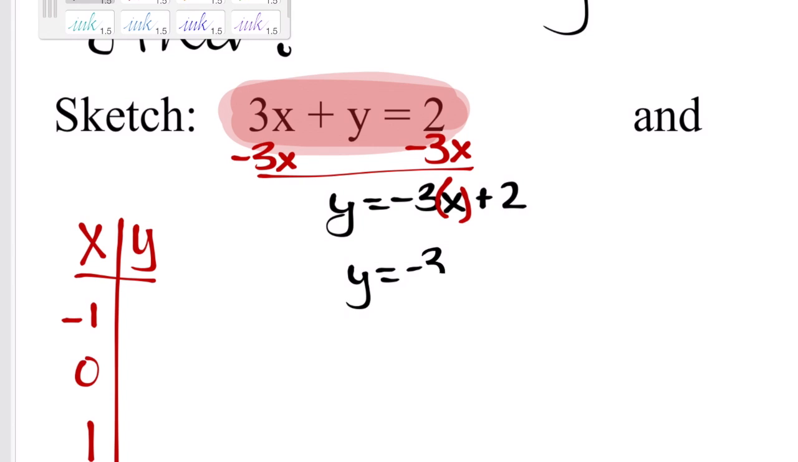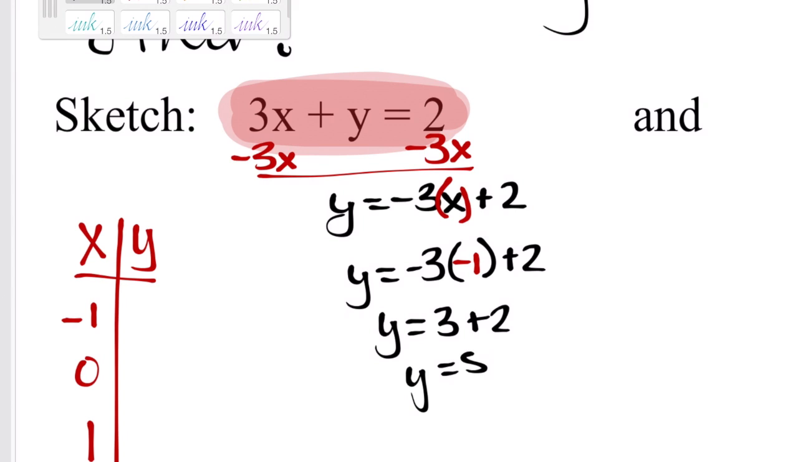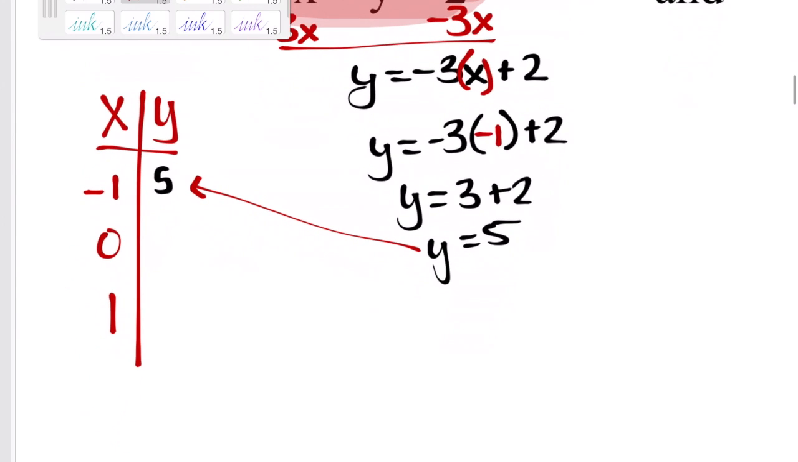So y is equal to, plug in our -1. -3 times -1 gives us +3. Plus 2 will give us 5. So now I have a point (-1, 5). And I'm going to do the same thing with the 0 and the 1. I'm just going to go a little bit quicker because I feel like we should already have an idea of how to plug things into equations.